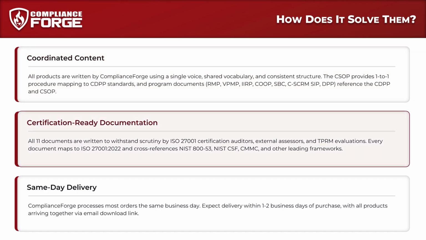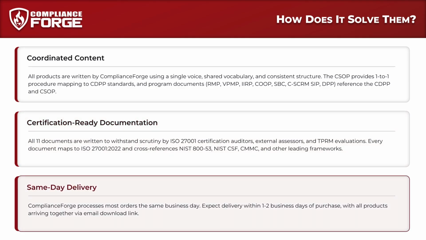The second is certification-ready documentation. Every document is written to withstand scrutiny by certification auditors, external assessors, and third-party risk management evaluations. Every document maps to ISO 27001 and cross-references NIST 853, the NIST CSF, CMMC, and other leading frameworks.